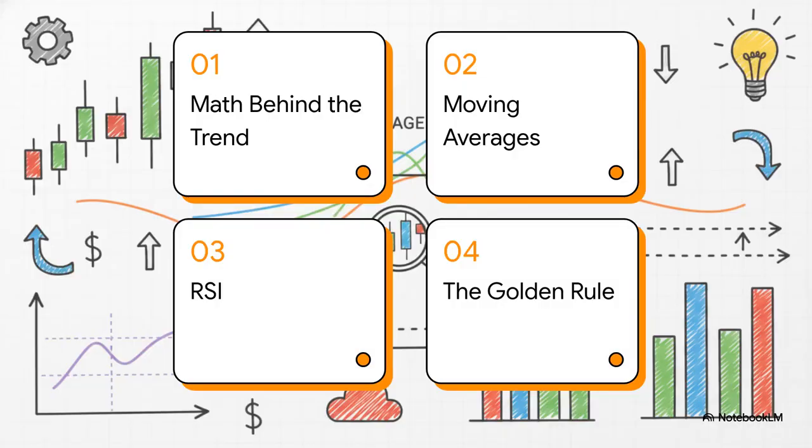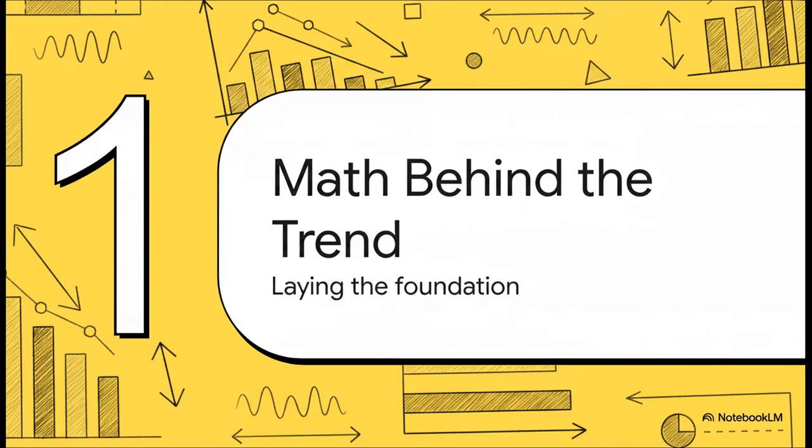Okay, so here's our game plan for today. We're going to cover 1. The math behind the trend. 2. Moving averages and finding direction. 3. The RSI and the battle of overbought versus oversold. And finally, number 4, the golden rule. All right, let's just dive straight into part 1, the math behind the trend.